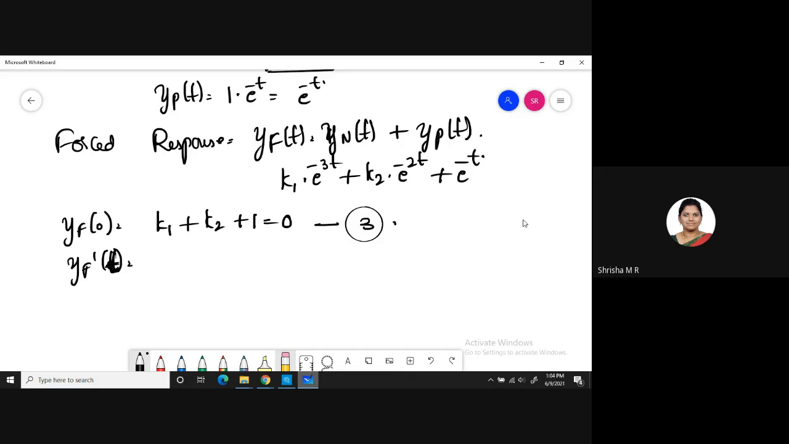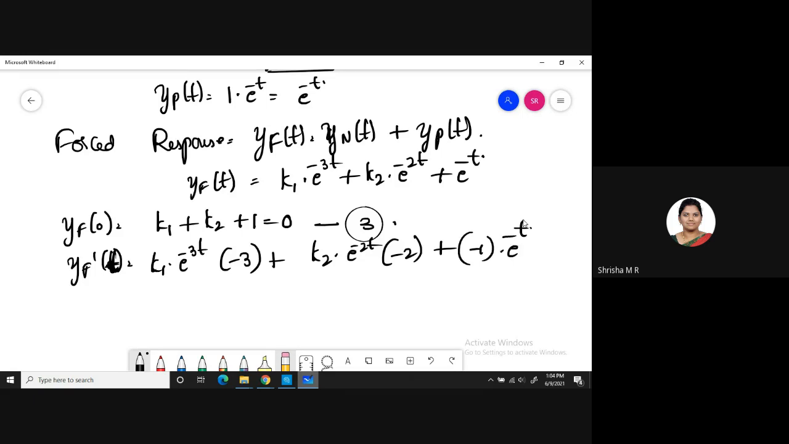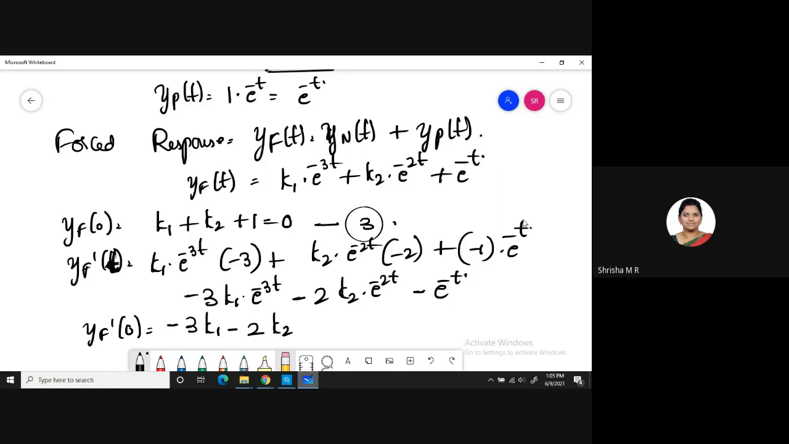So if you differentiate this equation yf of t, you will get k1 into e power minus 3t into minus 3 plus k2 into e power minus 2t into minus 2 plus minus 1 into e power minus t. So you will get minus 3 k1 e power minus 3t minus 2 k2 e power minus 2t minus e power minus t. Okay, now substitute t is equal to 0. yf dash of 0 will be minus 3 k1 minus 2 k2 minus 1 is equal to 0. This is your equation 4.